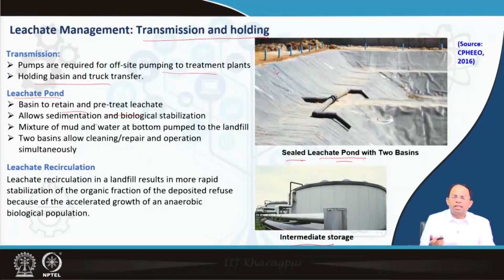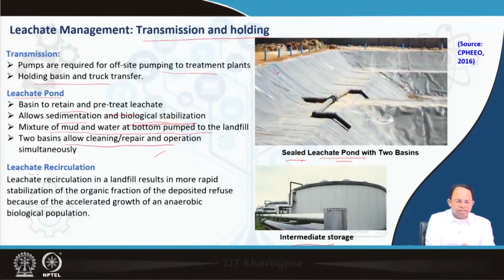Now, because we are holding the leachate for some point of time, it allows sedimentation, and that means it will allow the heavier materials to fall down. And obviously when this kind of material with some organic matter is there, biological stabilization or decomposition will start happening. So this mixture of mud and water at the bottom, which gradually accumulates, is again pumped back to the landfill, because that is not what we transport. We only transport the water part, the liquid part. The solid part is again put back into the landfill site. 2 basins allow cleaning, repair and operation simultaneously. So this is how leachate ponds are designed.